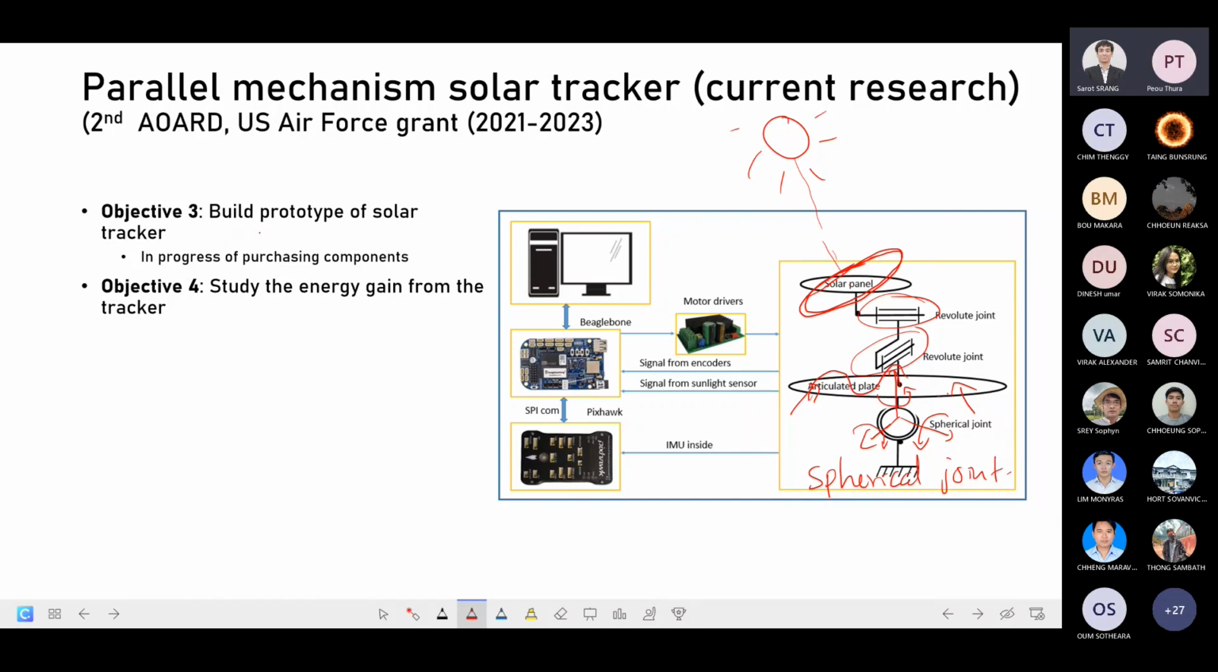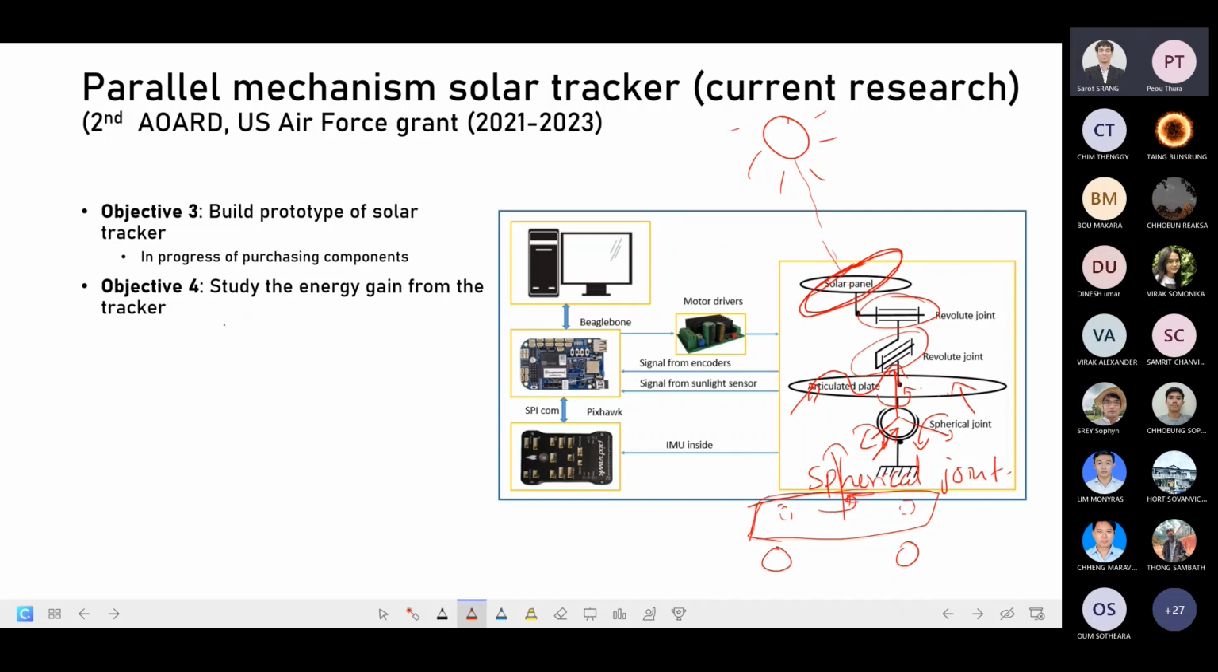Yeah, so objective 3 is to build the prototype. So we already have the mechanical part for the system, not exactly like this. We don't use the spherical joint, but instead we use a wheel platform that can be turned around with one axis rotation only for now. But I think it more or less can be used for some investigation, for some experiment or some study.